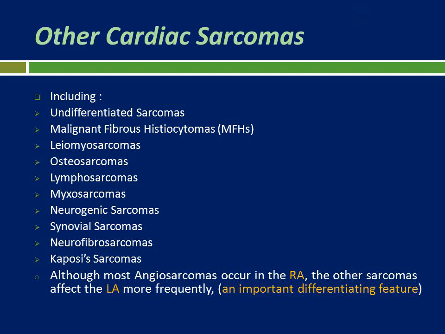Other cardiac sarcomas, including undifferentiated sarcomas, malignant fibrous histiocytomas, MFHs, leiomyosarcomas, osteosarcomas, lymphosarcomas, myxosarcomas, neurogenic sarcomas, synovial sarcomas, neurofibrosarcomas, Kaposi's sarcomas. Although most angiosarcomas occur in the RA, the other sarcomas affect the LA more frequently, an important differentiating feature.